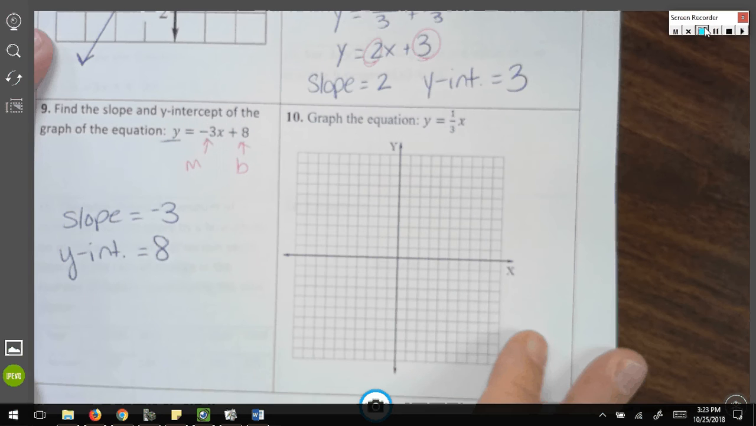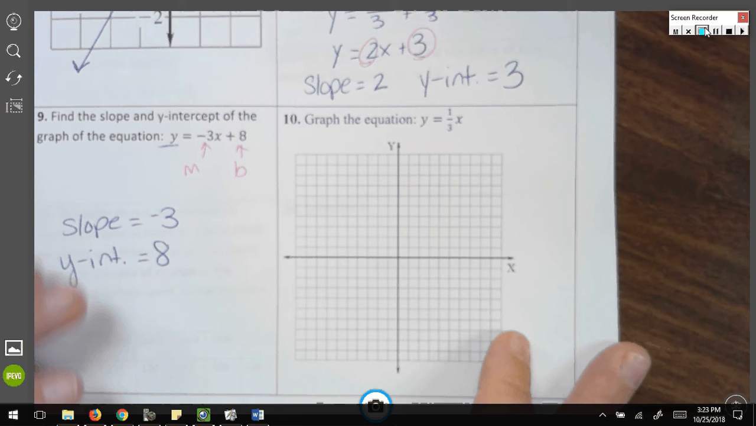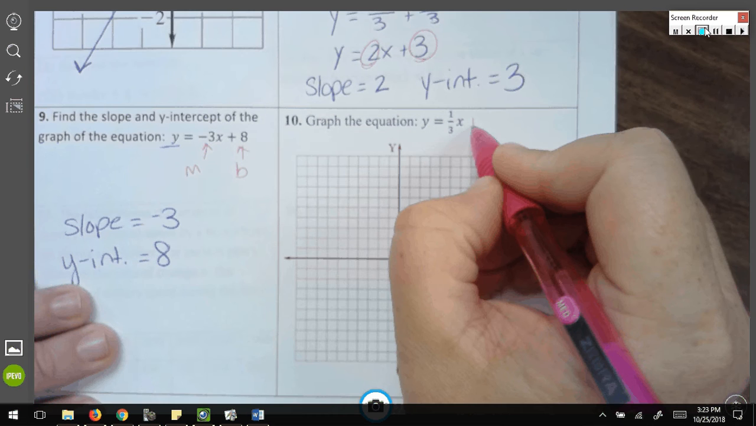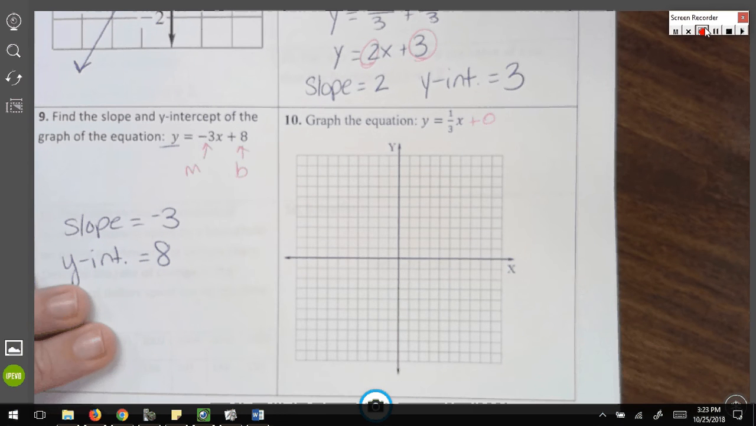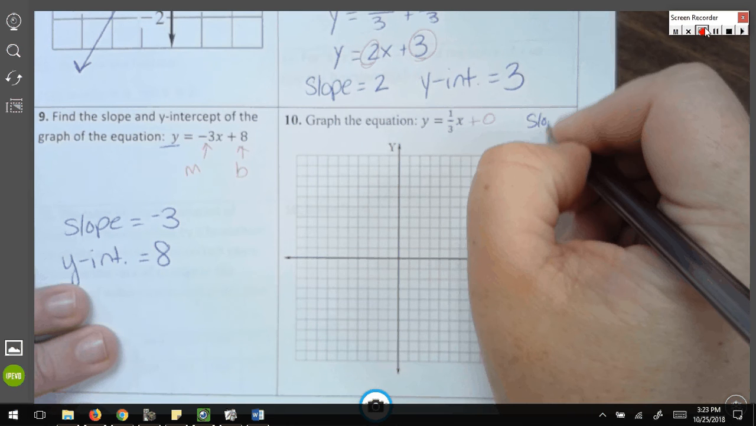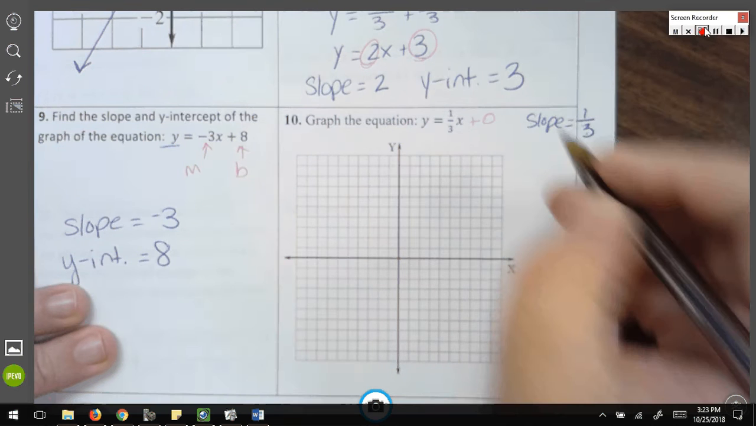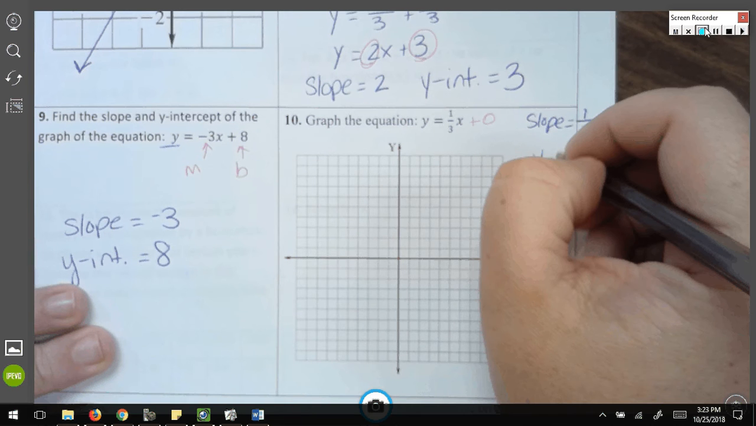Number 10, graph the equation y equals 1/3 x. So this actually has a y-intercept of 0, right? I can add a plus 0 to that, so it's in slope-intercept form. So if you think about it, that means that the slope, which remember is rise over run, is 1/3. And the y-intercept is 0.